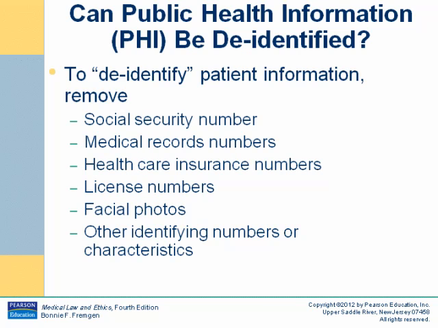A little bit further into this, can public health information be de-identified? More things: Social security numbers cannot be given. Medical record numbers is another biggie. People can look that up. Any health care insurance numbers, that's another way to backtrack and find out who's who. License numbers, the Department of Motor Vehicles can trace and see who that belongs to. Facial photos or any other identifying numbers or characteristics of the patient. So that pretty much covers everything except the year they were born.